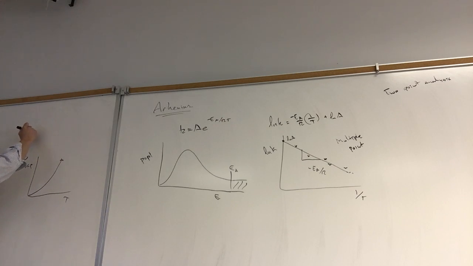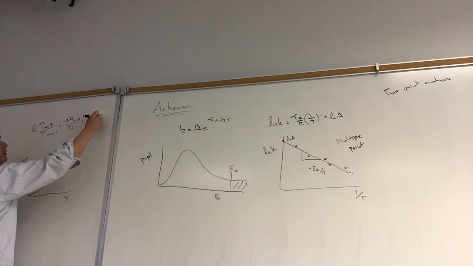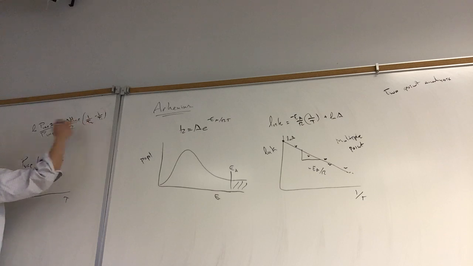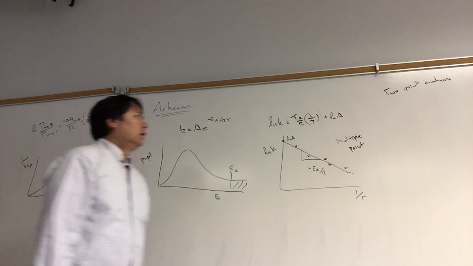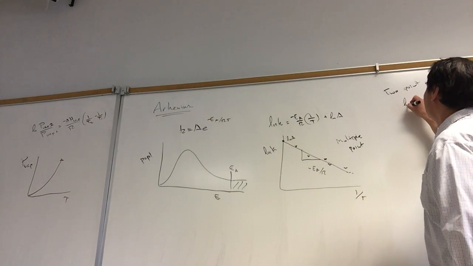But the Clausius-Clapeyron equation says that the vapor pressure at temperature 2 over the vapor pressure at temperature 1 is just equal to minus delta H of vaporization over R, 1 over T2 minus 1 over T1. And Petrucci does that thing where he doesn't like negative signs, so he flips that. Well, the trick here is the 2-point.